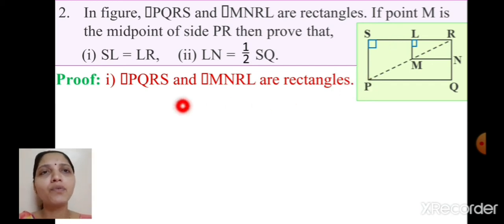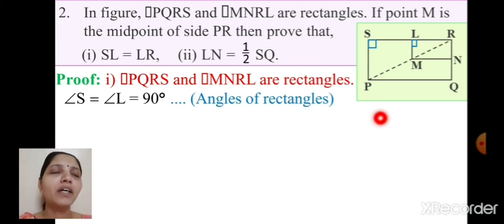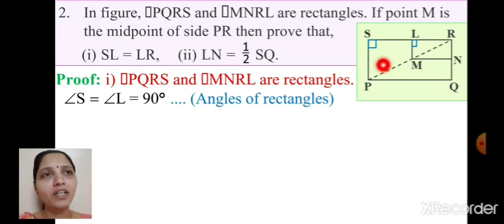And what we have to prove is SL is equal to LR. That is SL is equal to LR. That means we have to show that point L is the midpoint of side SR. Okay. So how to show that? Now if you observe, these two are rectangles. And we know that angles of a rectangle are of 90 degree. So this angle S and angle L will become 90 degree. Therefore, angle S is equal to angle L is equal to 90 degree. Reason is angles of a rectangle.